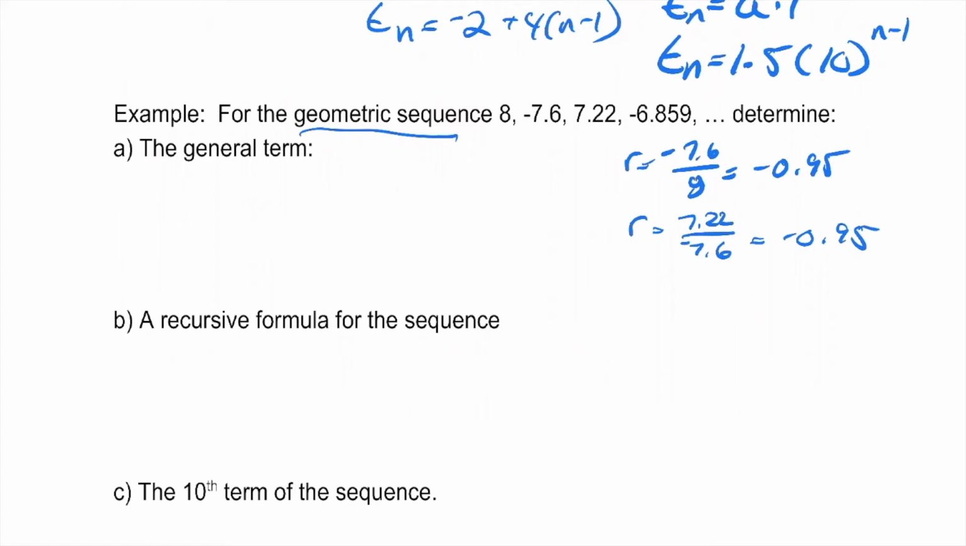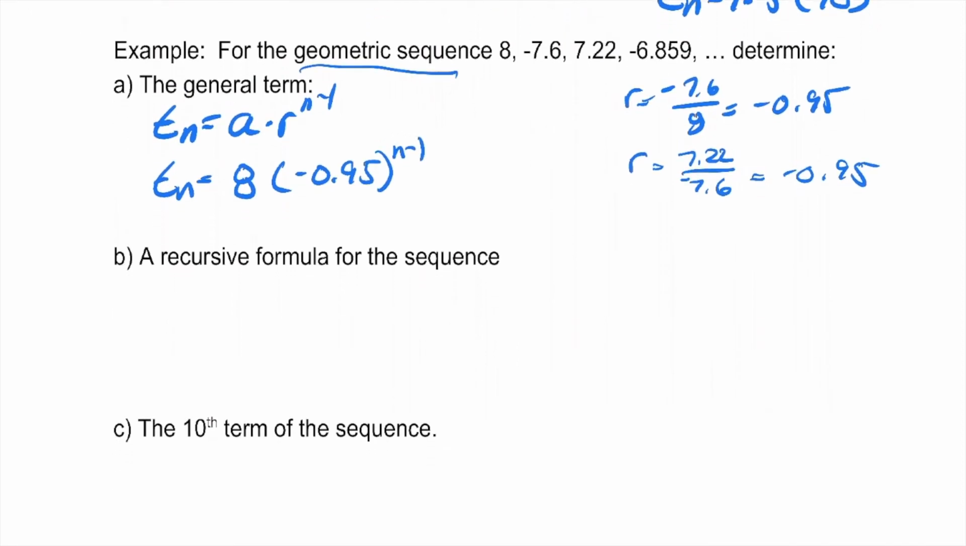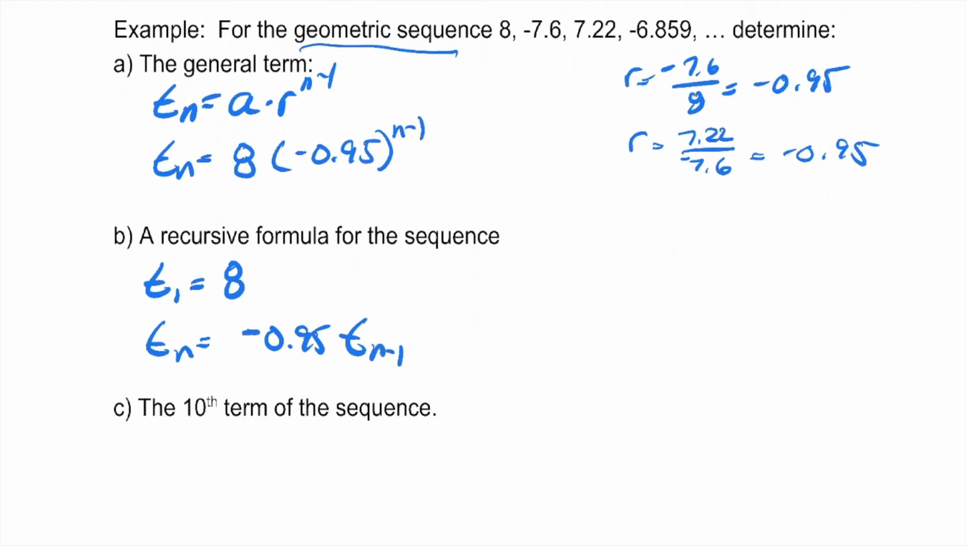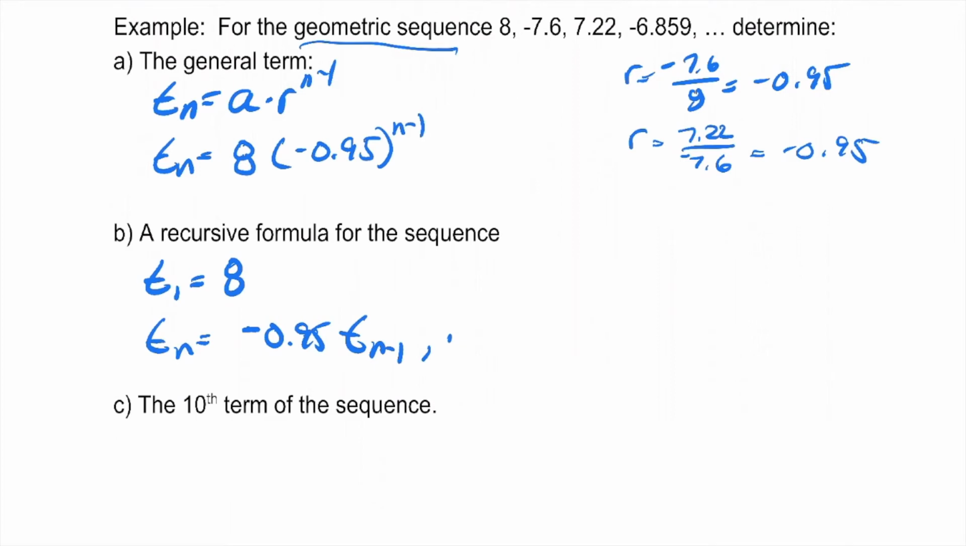So the general term for a geometric sequence, let's write it out again so it sticks in our head: a times r to the power of n minus 1. So in this case, the first term is 8, and my common ratio is negative 0.95, so 8 times negative 0.95 to the power of n minus 1. The recursive formula for this sequence: T of 1 is going to be 8, and then T of n is going to be negative 0.95 times the previous term, T of n minus 1, for all n greater than 1 in this case.